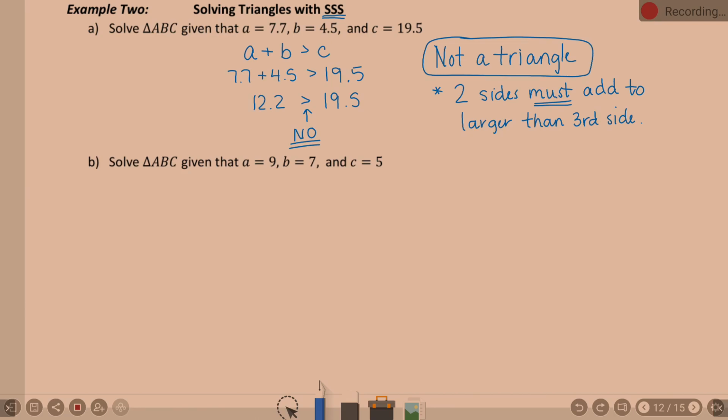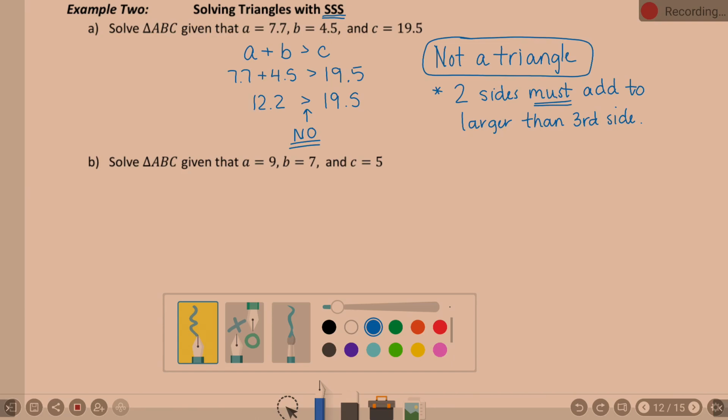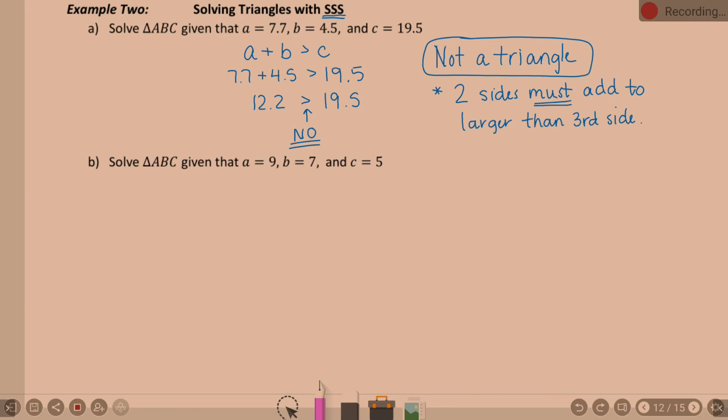Okay, shall we talk about B? Another side. Solve triangle A, given that A is 9, B is 7, and C is 5. What do you first notice? Yeah, it's going to work this time, unfortunately. Okay, we actually have to do the work. If I'm giving you two of these, at least one of them has to work.